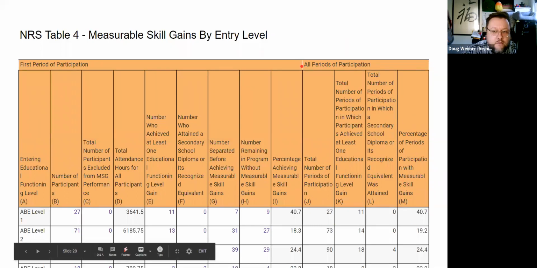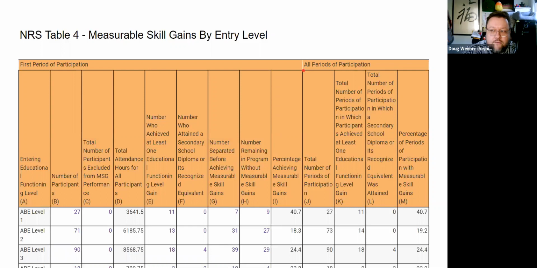Before I go any farther, does anyone need a quick refresher on what a period of participation is? Just want to throw it out there. You can just give me a quick shout out in the chat, or I could go on from here. Don't be afraid. Yes, I got one yes, that's all I need.